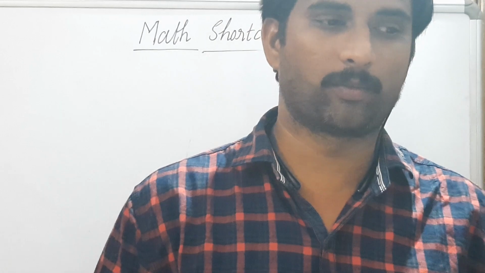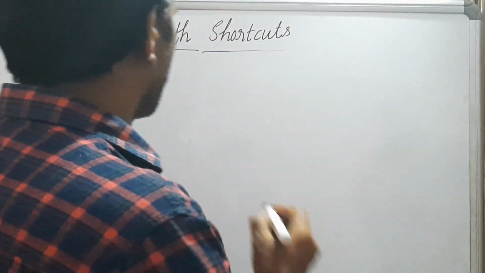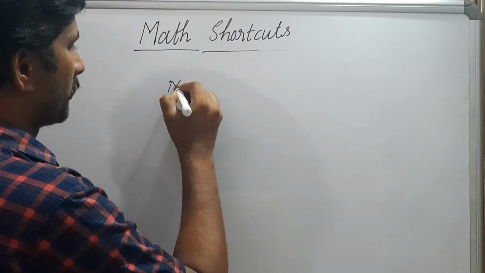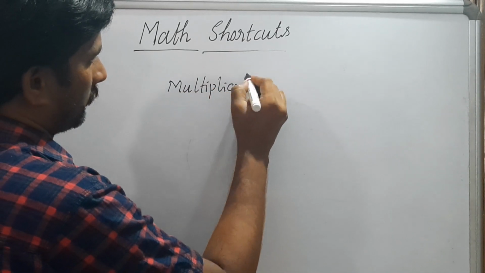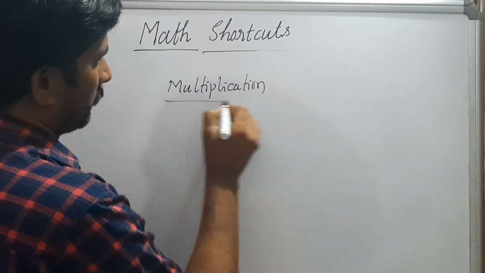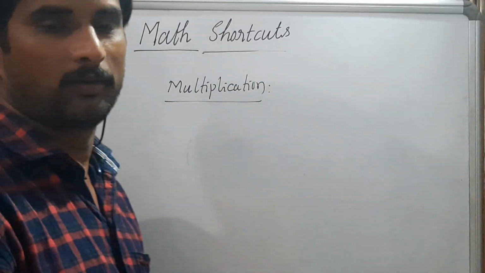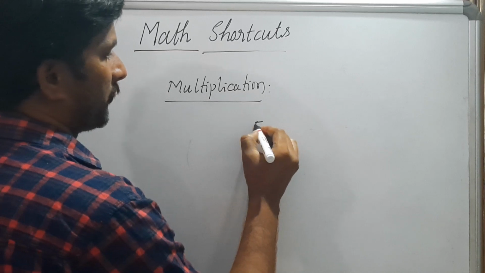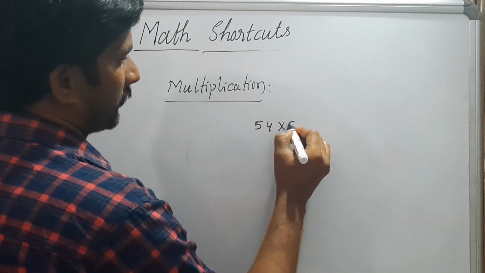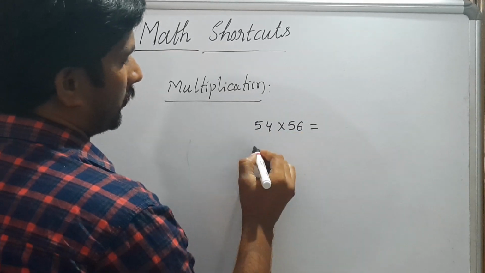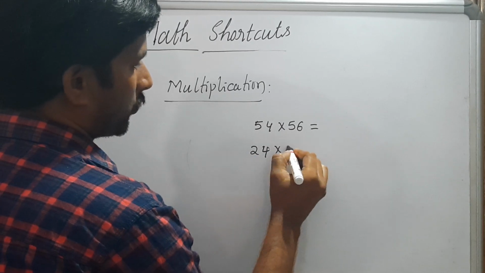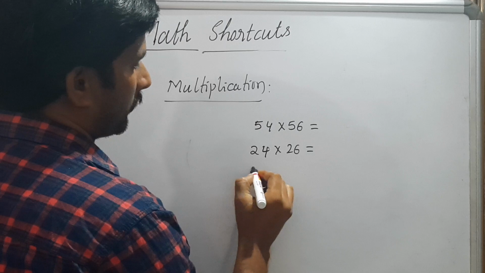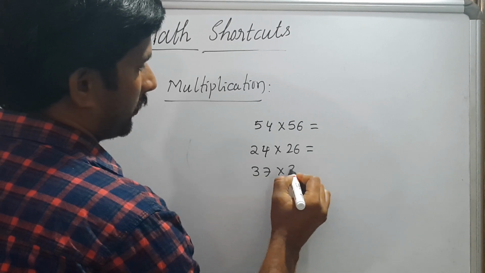Today we are discussing some math shortcuts, multiplication. 54 into 56, 24 into 26, 37 into 33.